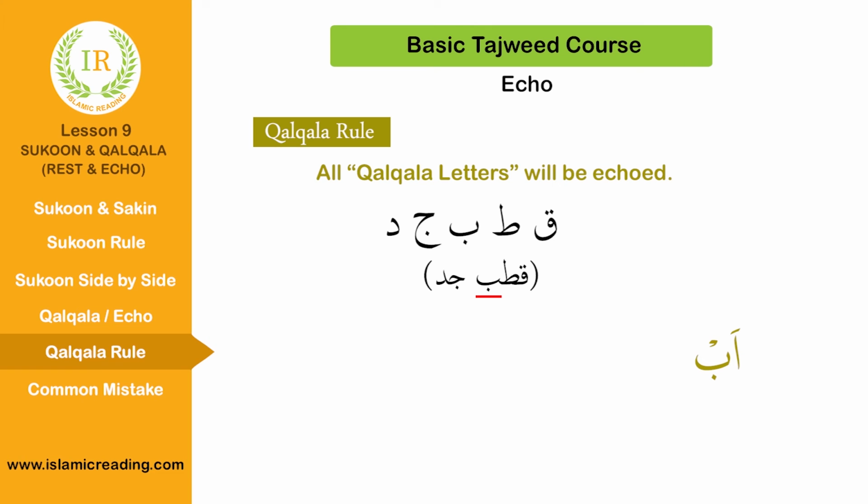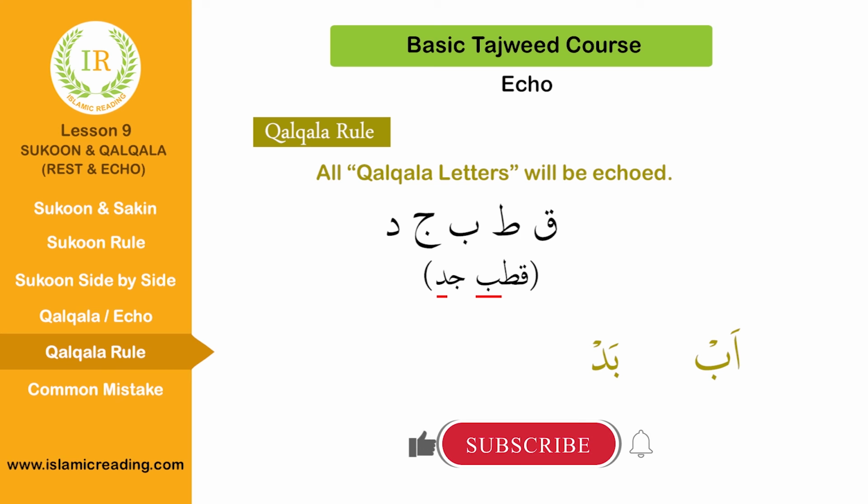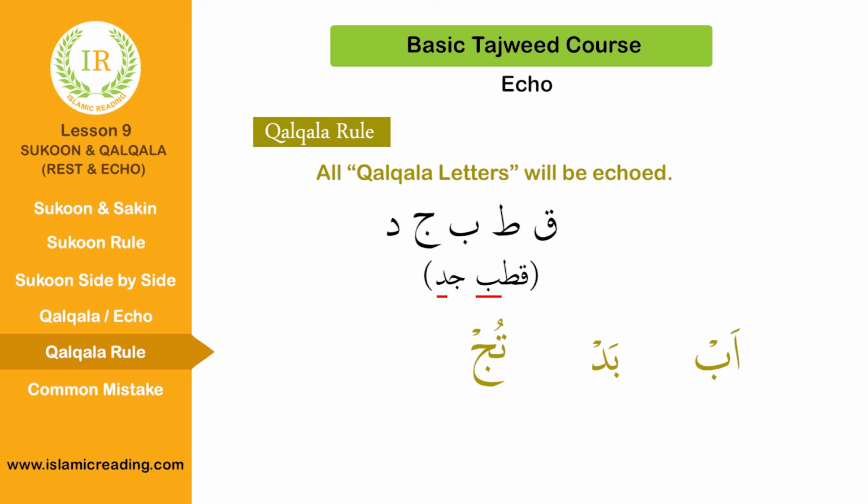Ab. Another example is in this word, Dal Sakin. Dal Sakin is also one of the echo letters. We'll do the same kind of echo after Dal's first phonetic is pronounced. So from Bad it is going to be Bad. Notice again the small kind of sound at the end. Bad. Similarly, from Tuj to Tuj, and from Baq to Baq. So the rule of the Qalqala is that a Qalqala letter is going to be echoed.